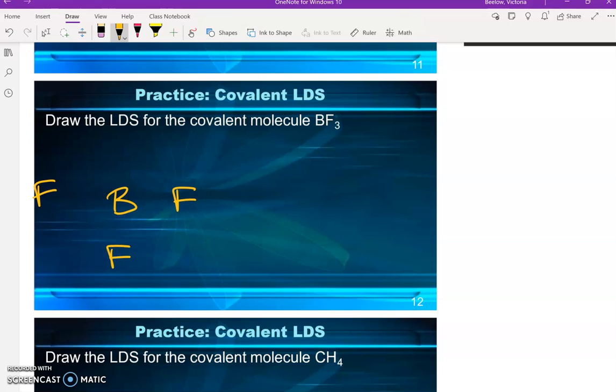Okay. And again, trying to make it as symmetrical as possible. You could always put this fluorine here. It doesn't really matter. I'm going to leave it here for now. And then next, we're going to draw out the valence electrons on each element.